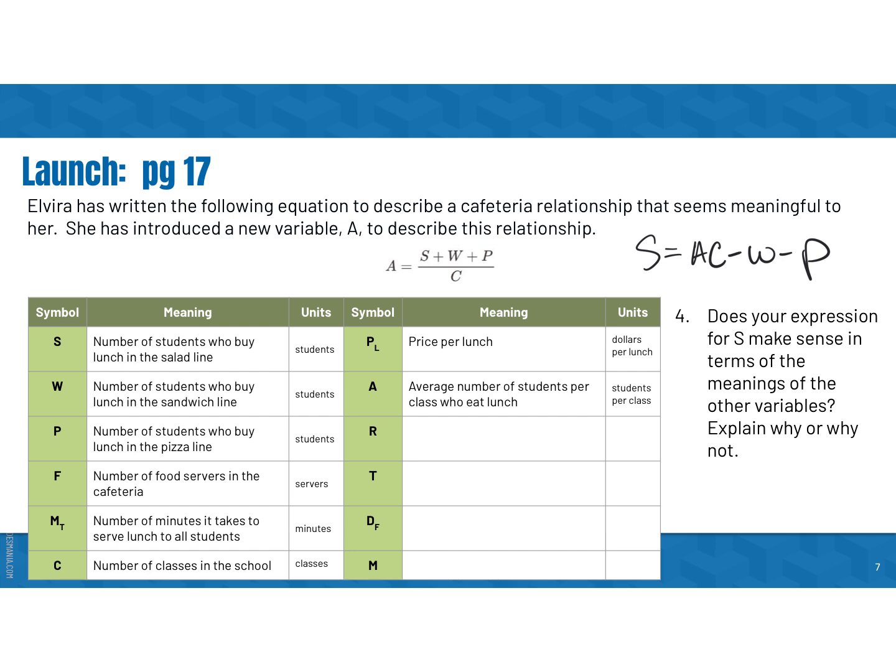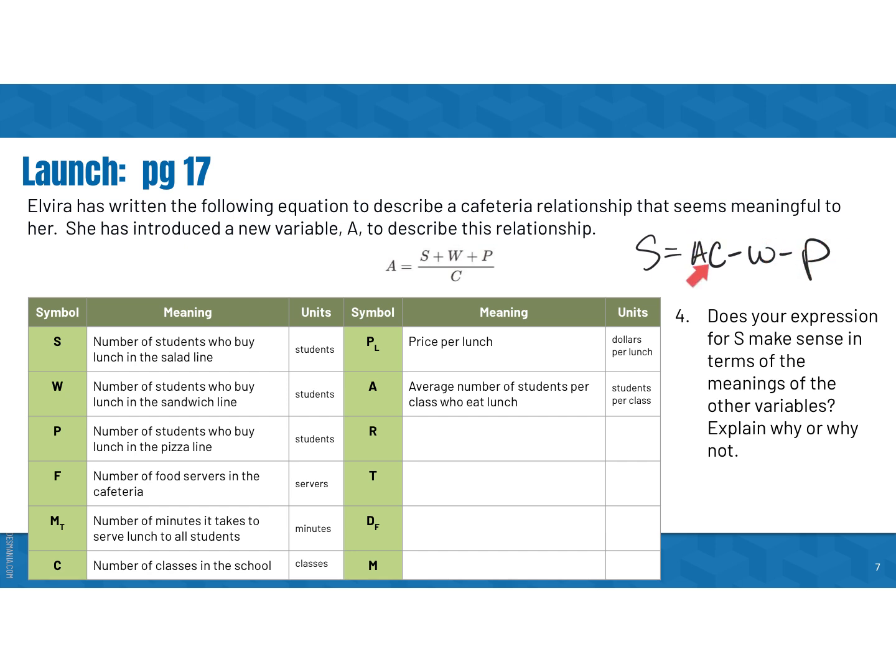All right, so let's think about it. We're looking for S. S is the total number of students in the salad line. We have AC, we have W, and then P. So AC, we talked about that earlier. A is the average number of students per class. So this is pretty much like the total. Remember, it was the total number of students. W was the number of students who buy a sandwich. And then P is the number of students who buy pizza.